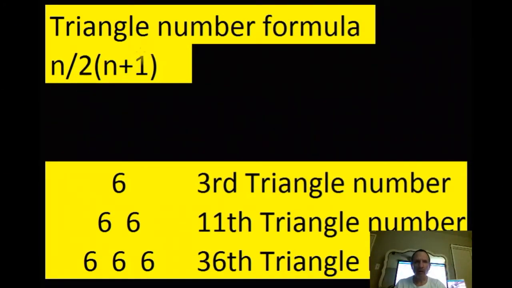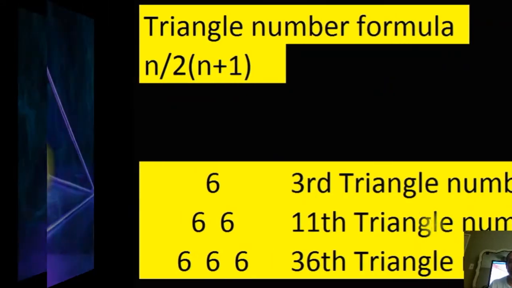And God also uses this triangle number formula, the number divided by 2 multiplied by the number plus 1. 6 is the third triangle number. 66, which is the number of books in the Bible, is the 11th triangle number. And 666 is the 36th triangle number.